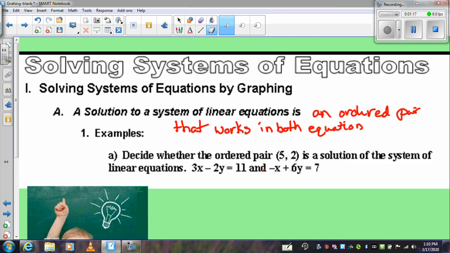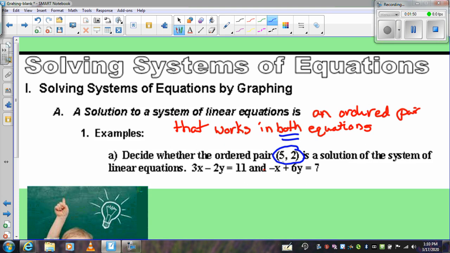Okay, so a solution to a system is an ordered pair that works in both equations. Okay, given that, if I want to ask you if an ordered pair is a solution, for example, this first problem right here, I want to know if (5, 2) is a solution to the following system. If it's a solution to the system, it must work in both equations. So what I'm going to do is check it. And to check anything in algebra, all we do is plug it in.